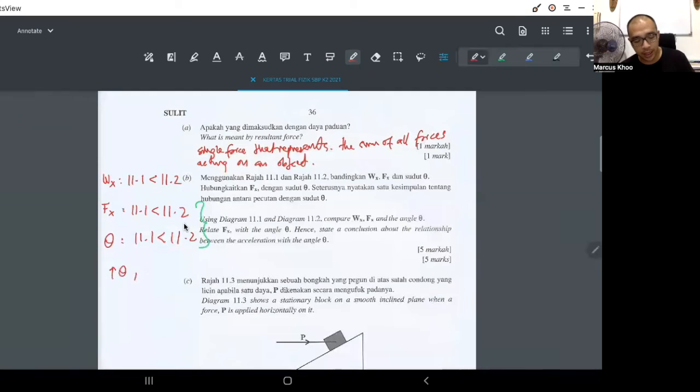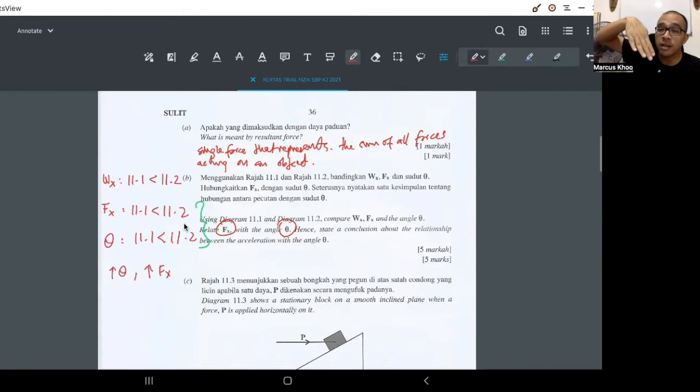Okay, the bigger the angle, the bigger the value of fx. Point to note everybody, dia tulis fx dulu baru angle makan. It doesn't mean that the fx must come first in the relationship. Think about it. The angle affects the final, the resultant force. Kan? Macam kamu gelongsor lah.